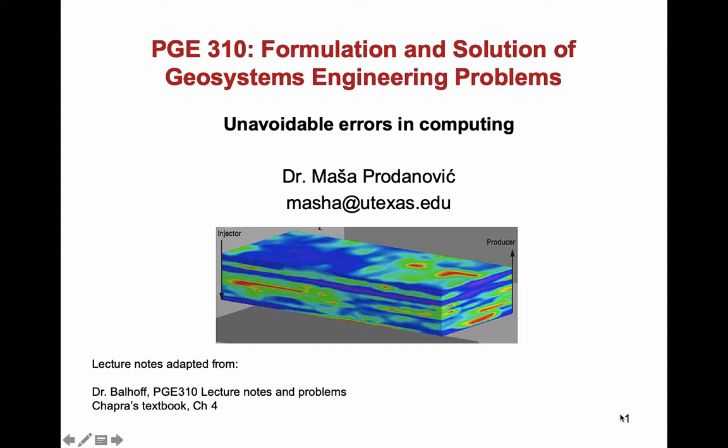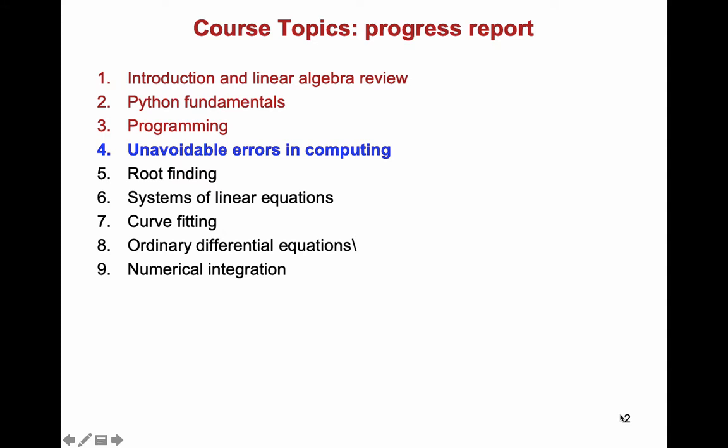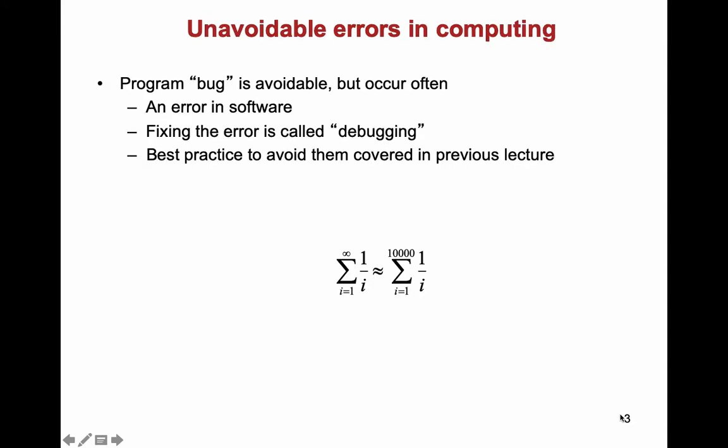Now, there are certain unavoidable errors in computing that simply come from a disconnect between what we want to do and how it's actually implemented in computers. That's the topic of this lecture. Again, bugs are avoidable, but they're there anyway. As humans, we're always going to make typos. Just accept it and check your code assuming that there are typos in there. The best practice is to learn how to program defensively.